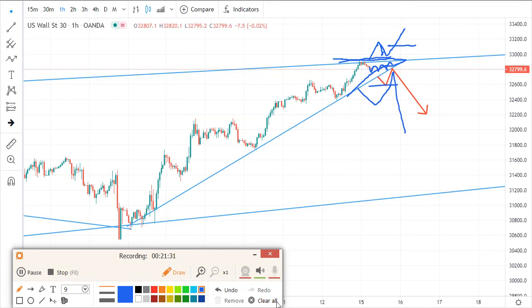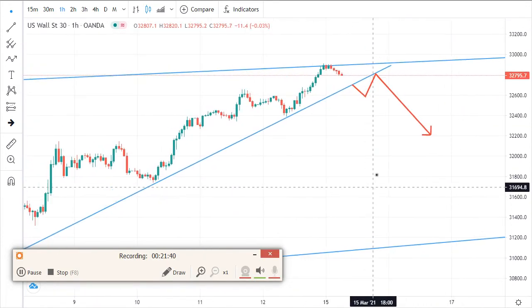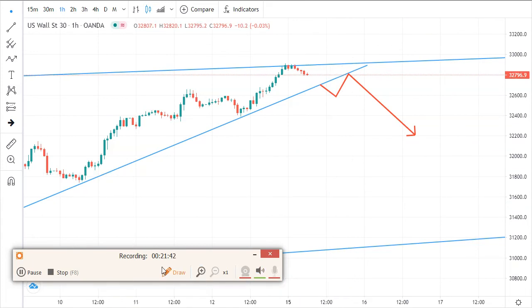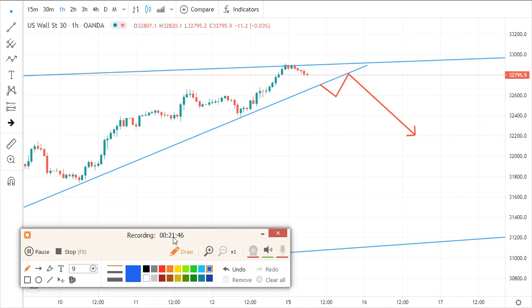So the best thing is to wait. Sometimes just wait for the market to do its thing. You just wait for the market to do its thing, then you can do whatever you want. So I think that we are done, guys.